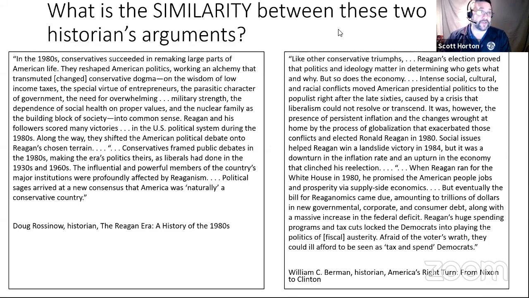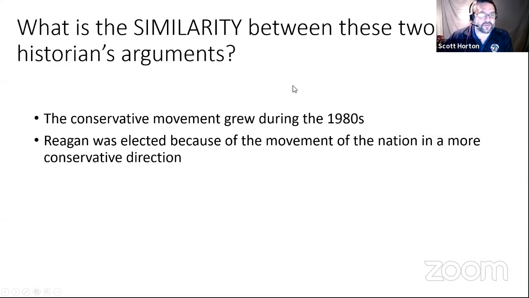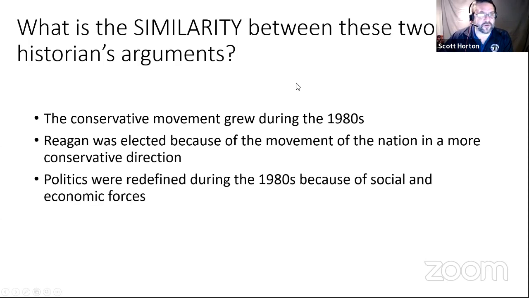We could describe the differences between the two of them, but that's not as much fun as it is to analyze the differences, right? So what's the similarity between the two of them? The conservative movement grew during the 1980s. Reagan was elected because the movement of the nation in a more conservative or rightward direction is a similarity. Politics were redefined during the 1980s because of social and economic forces. So they both are basically arguing these basic truths between the two historians here.